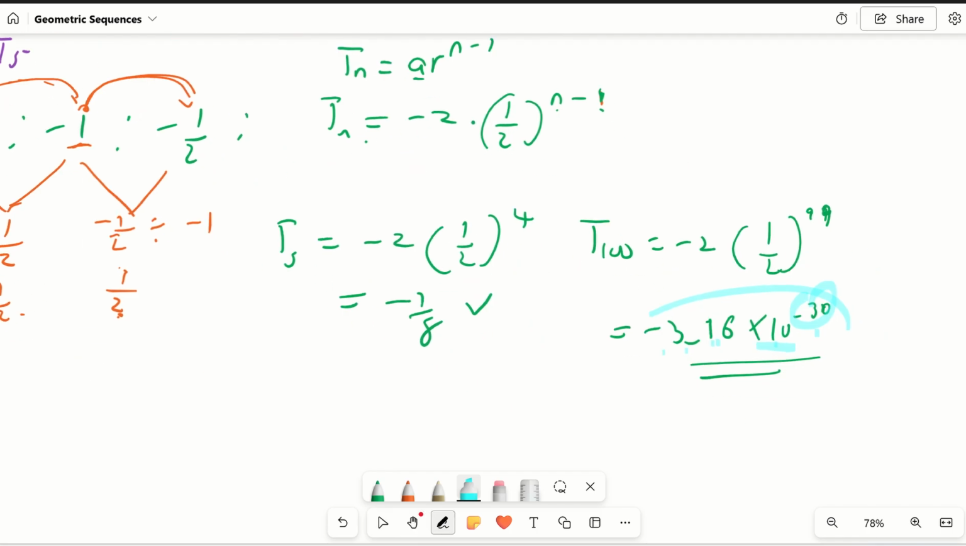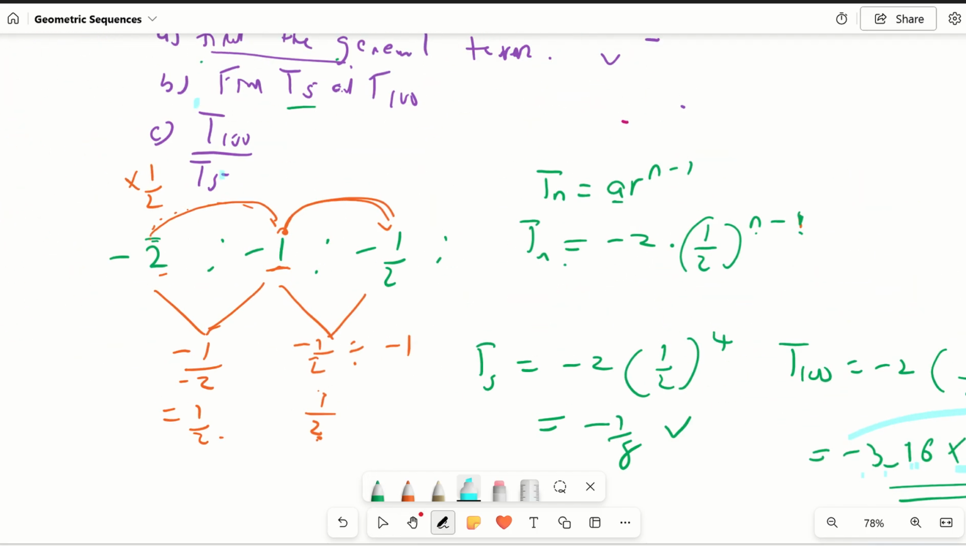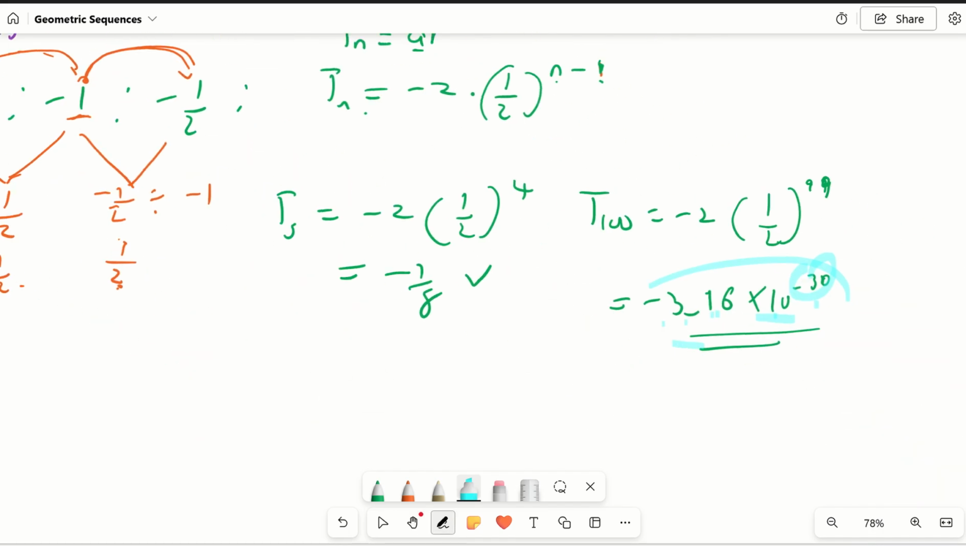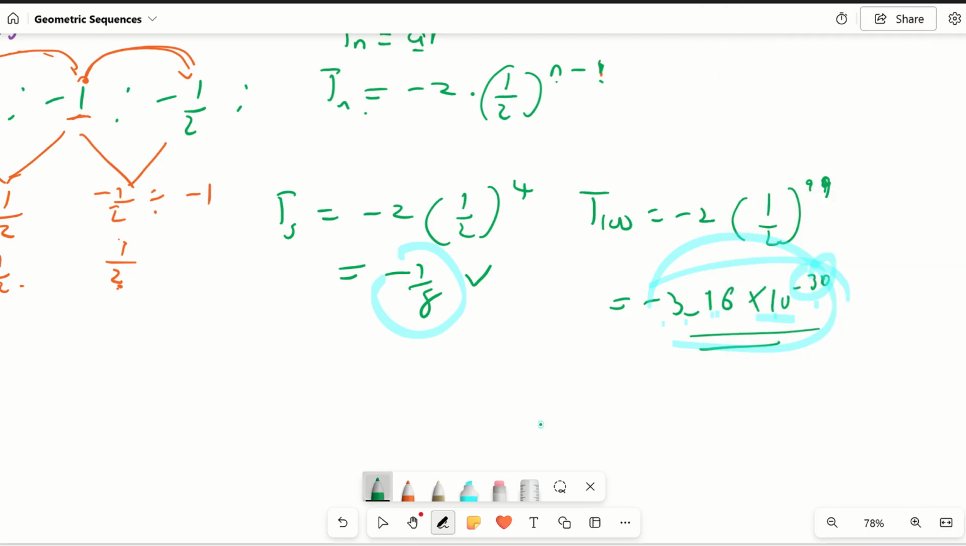Sharp. So this is what we got, and then after that, the next question asks us to go T100 divided by T5. You don't remove this from your calculator, just go divide by minus 1 over 8. This gives you an answer of 2.52 exponential minus 29. That is your answer. Okay, that's how you go about this.